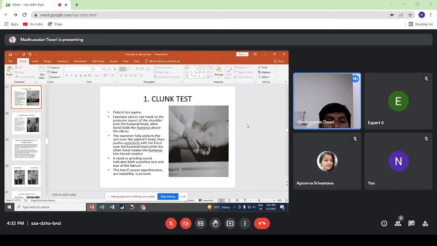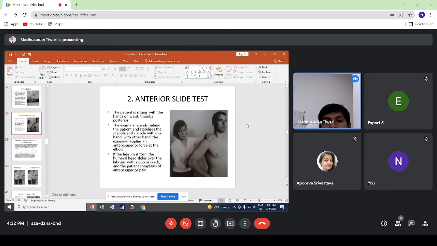This test causes apprehension, and resistance is present. This means the test indicates that there is more space between the head of the humerus and the glenoid area, and it also indicates instability of the glenohumeral joint.